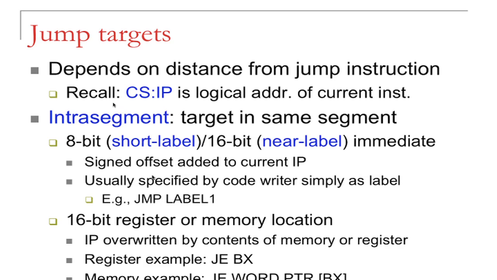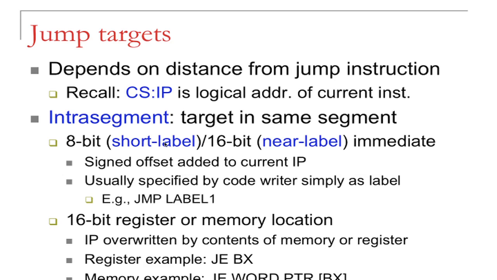Let me go back to the short label and near label. In those cases, this label, the offset, will be used to add to the IP so that it will get to the correct target address starting from the current address. For 16-bit register or memory, the IP will be overwritten by the contents of memory or the register. Example here, JE BX. JE is a conditional branch. This is to say it will jump to the target if equal. And the target is stored in the BX. BX is a 16-bit register, and this 16-bit value in BX is the target address.